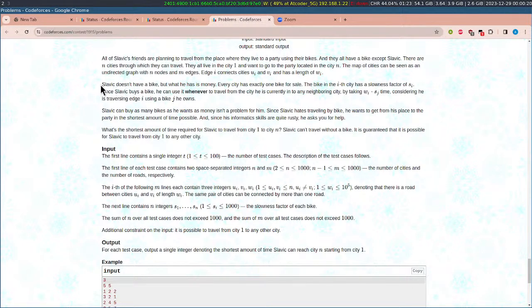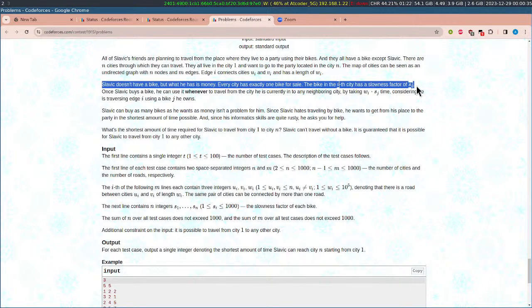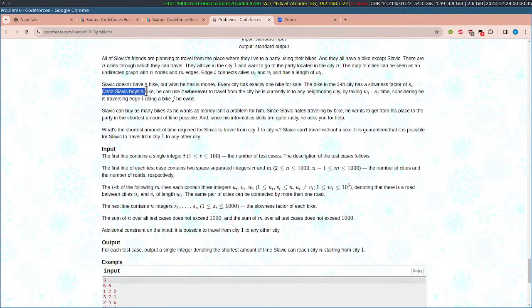And then comes the interesting part. Salvik does not have a bike, but what he has is money. Every city has exactly one bike for sale. The bike in city i has slowness factor si. Once Salvik buys the bike, he can use it wherever to travel from the city he is currently in to a neighboring city by taking wi times si time, considering that he traverses the edge i using bike j he owns.